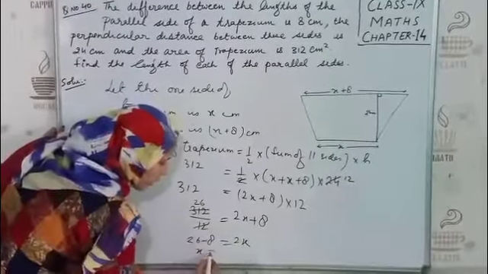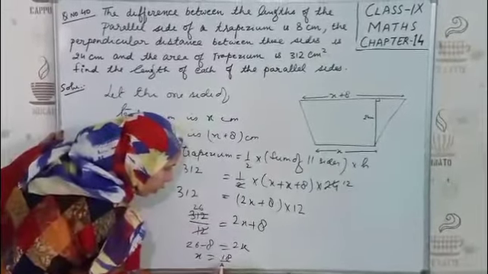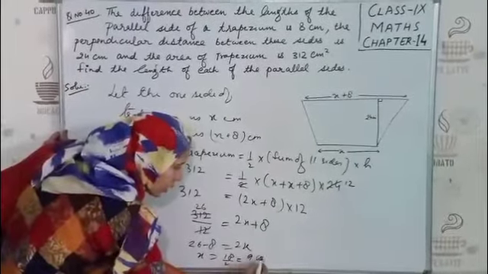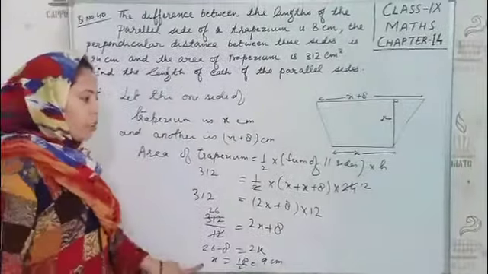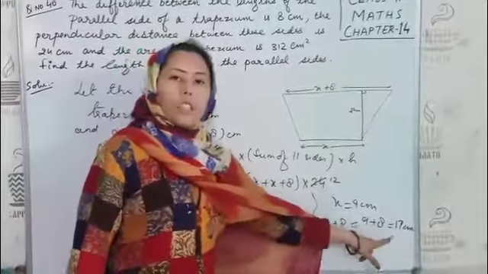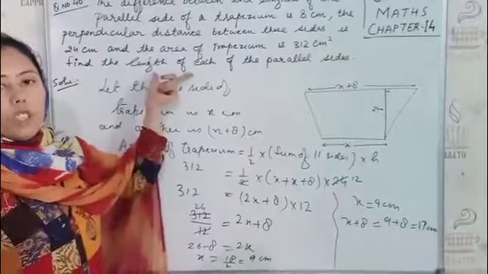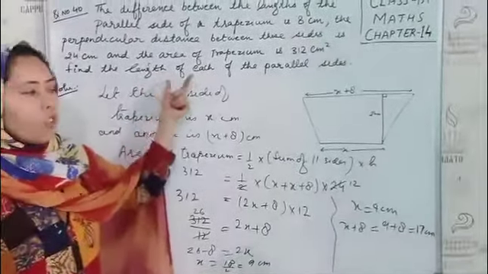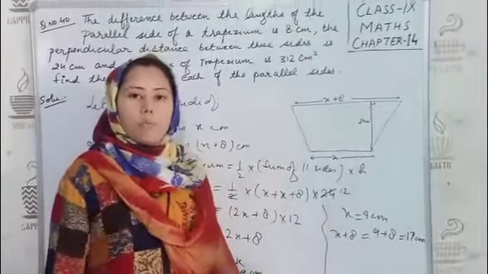So x is equal to 18 upon 2. It is equal to 9 centimeter. The value of x is 9 centimeter. So one side is 9 centimeter and the value of x plus 8 is 9 plus 8, that is 17 centimeter. The lengths of the parallel sides of the trapezium are 9 and 17 centimeter.